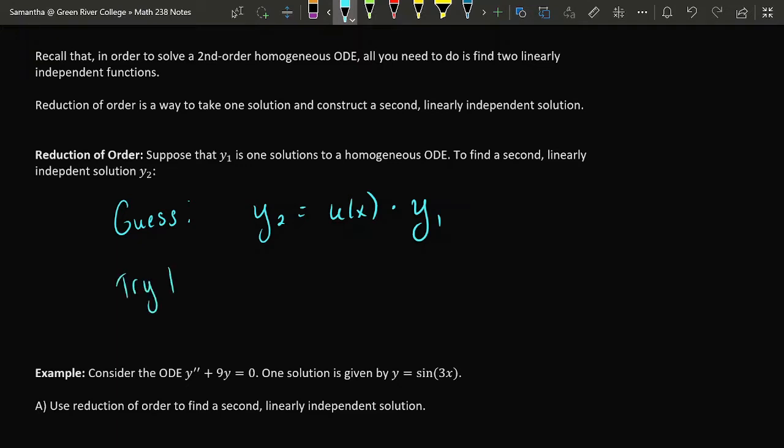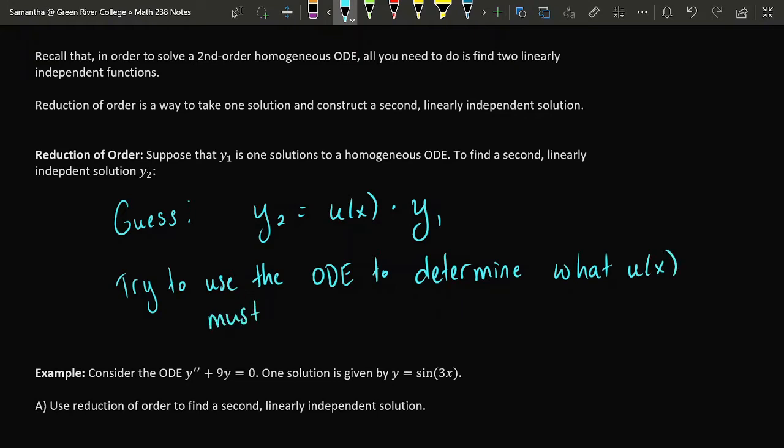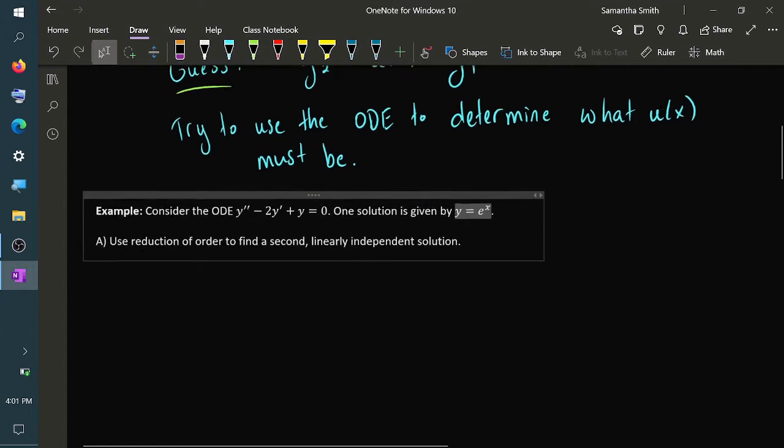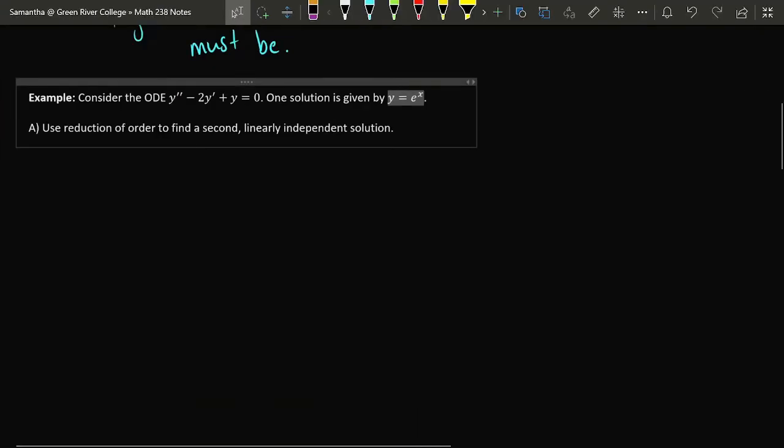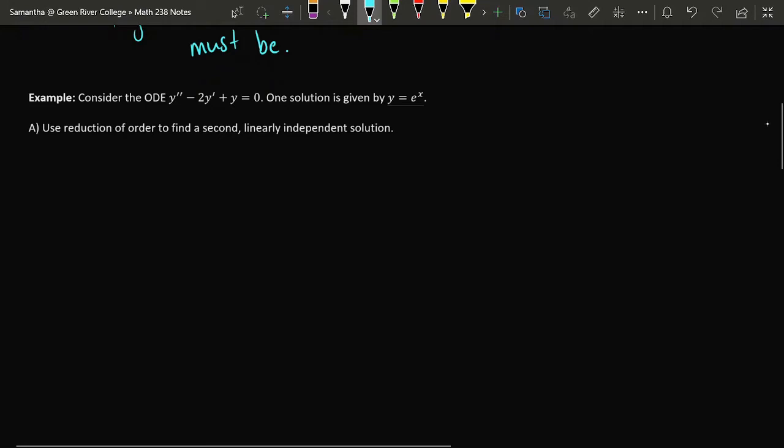And then try to use the ODE to determine what u of x must be. So to demonstrate the method, let's consider the following example. Someone's given us the second order differential equation y double prime minus 2y prime plus y equals 0, homogeneous second order. And let's go ahead and find the second solution to this equation if the first solution, someone has already figured out, is y1 equals e to the x.